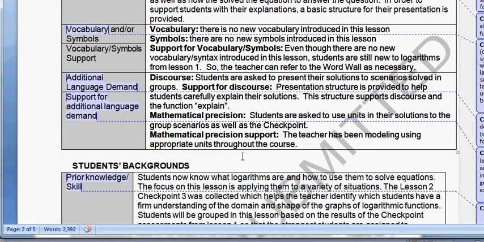And just to give one more example, this one's from my lesson 4 from the sample. I gave some support for discourse again, but also for math precision. Students were asked to use units in their solutions to the group scenarios, as well as at this checkpoint in part of the lesson. The way I supported that is that the teacher would be modeling using appropriate units throughout the course. So sometimes the support might just be that the teacher has demonstrated how to do this in the past.